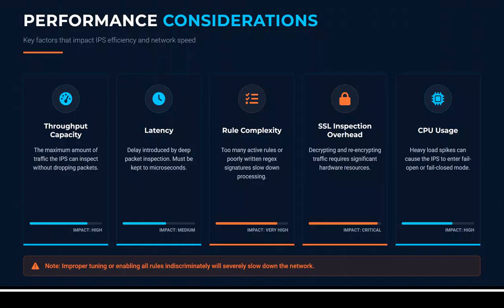Performance and availability. IPS efficiency and network speed depend on the following factors: throughput, latency, rule tuning, SSL inspection. Companies also use a backup IPS to avoid downtime.